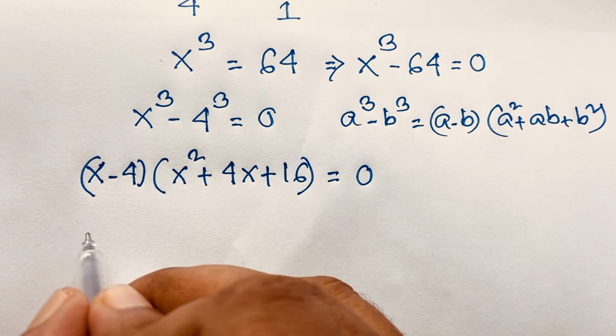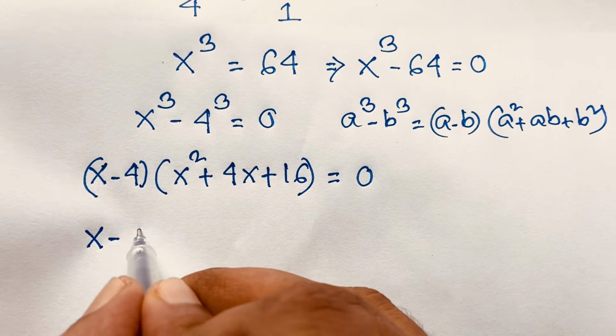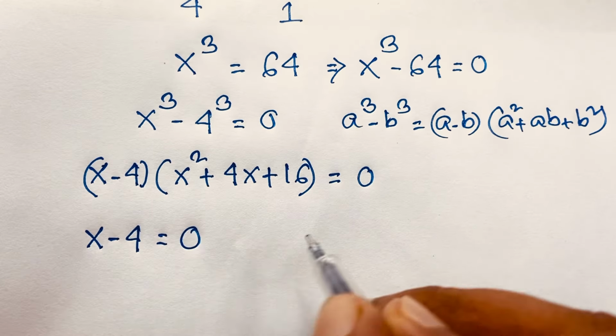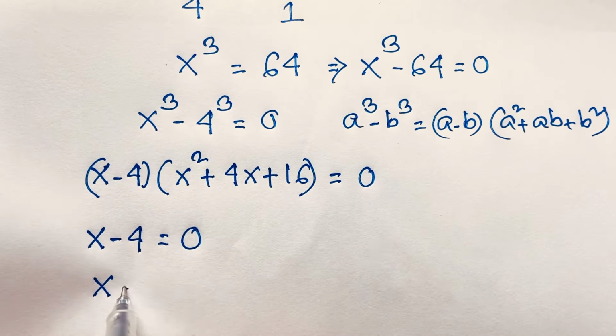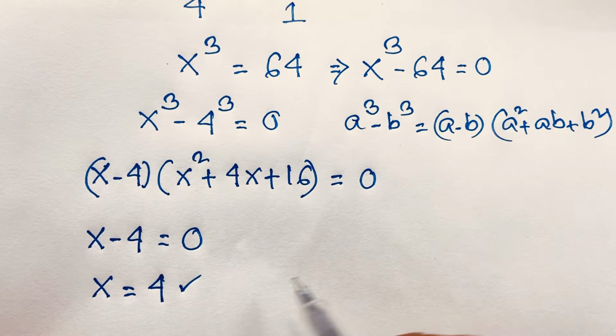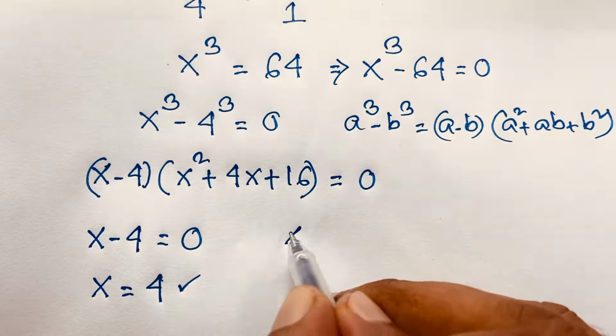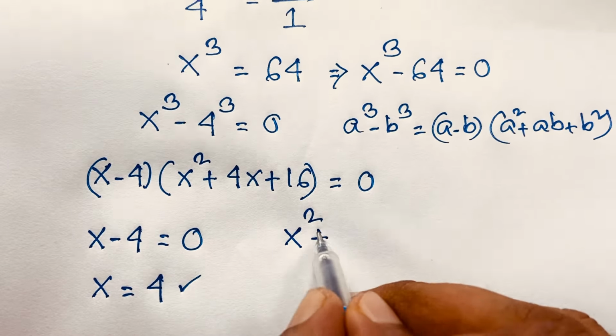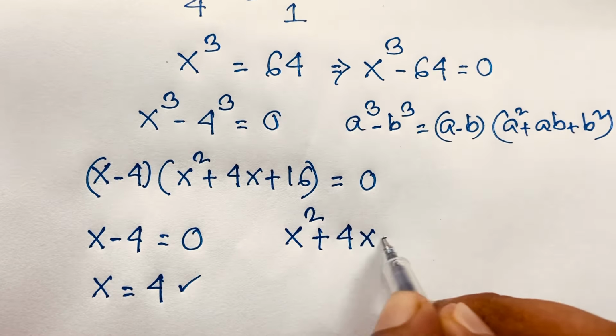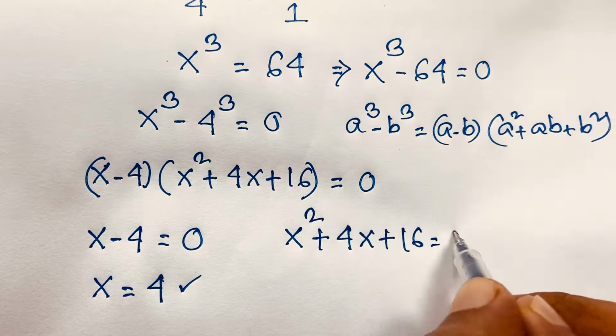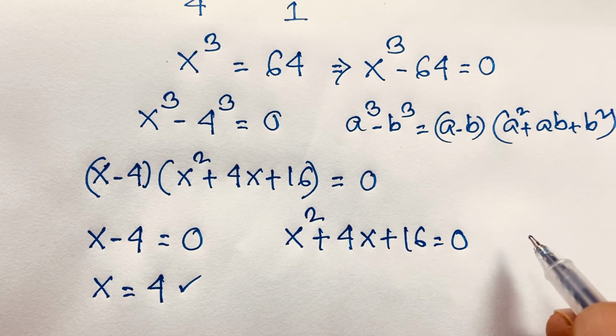Our first case is x minus 4 is equal to 0, and you can see easily here x is equal to 4. This is our real solution in this math Olympiad question. So our other equation will be x to the power 2 plus 4x plus 16 is equal to 0. Then it is a nice quadratic equation.